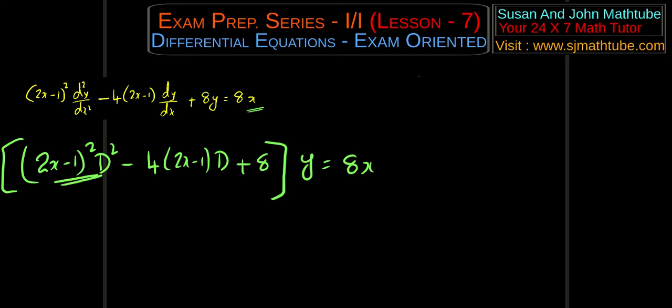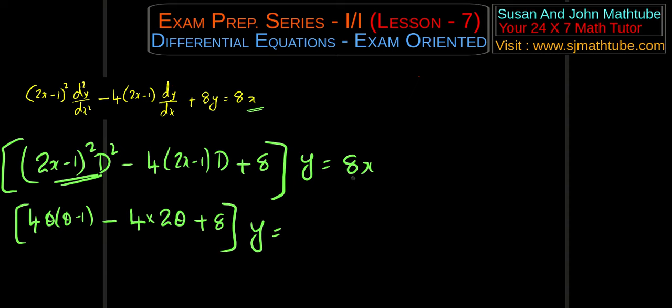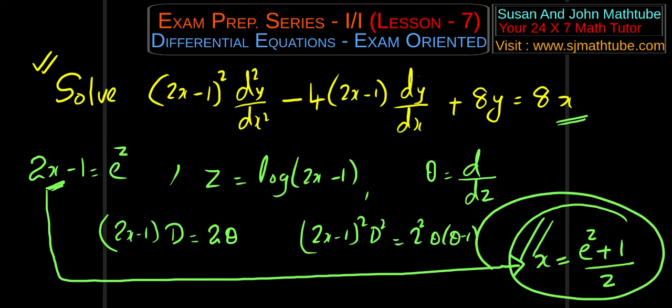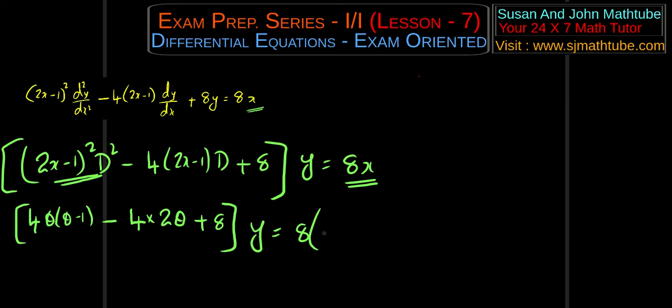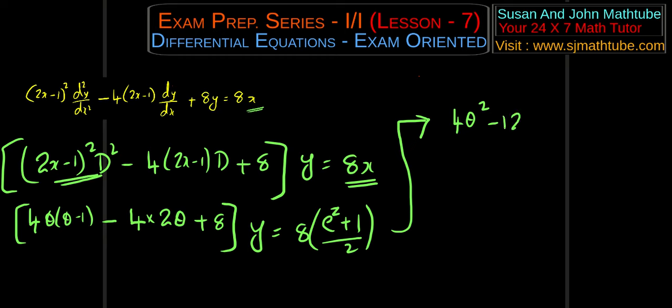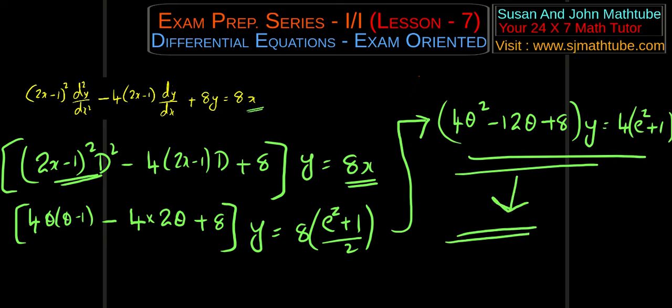And now we plug in the value which we already discussed, that is 4 theta into theta minus 1 minus 4 into 2 theta plus 8 of y is equal to, do you remember the value? Yeah, this one, that is 8 times e to the power z plus 1 by 2. And that gives me a pretty decent equation. That is 4 theta square minus 12 theta plus 8 of y is equal to 4 times e to the power z plus 1. And the rest I'm sure you can manage by yourself.